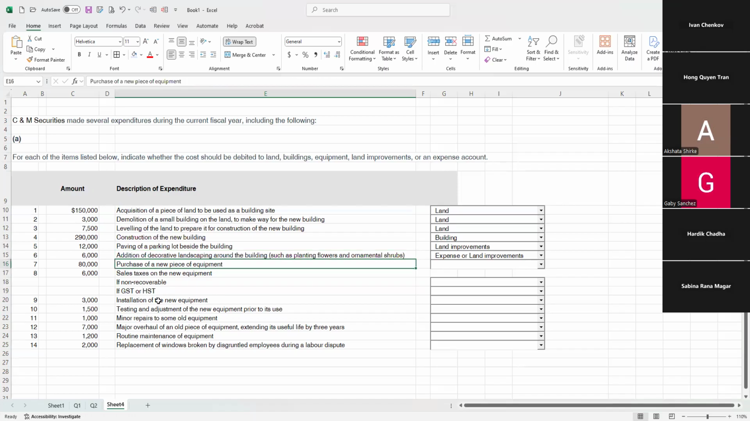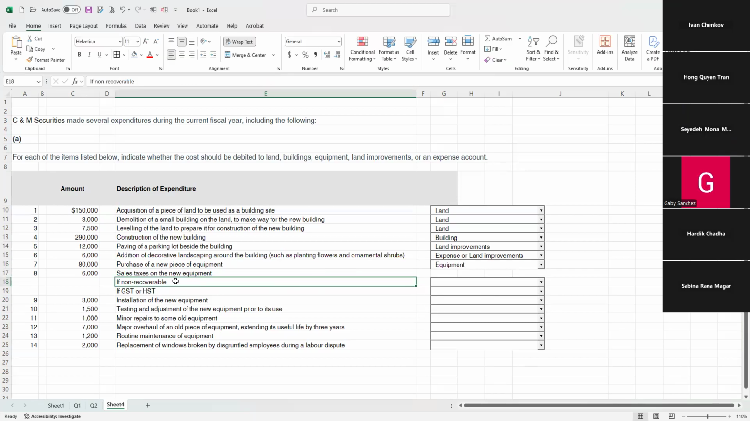Now let's go with the purchase of a new piece of equipment. What will that be? Equipment, no questions about it. Now, how about the sales taxes? Equipment too? Which one? If I can recover it as GST, do I have to put it as part of the equipment? No, not that. No effect.